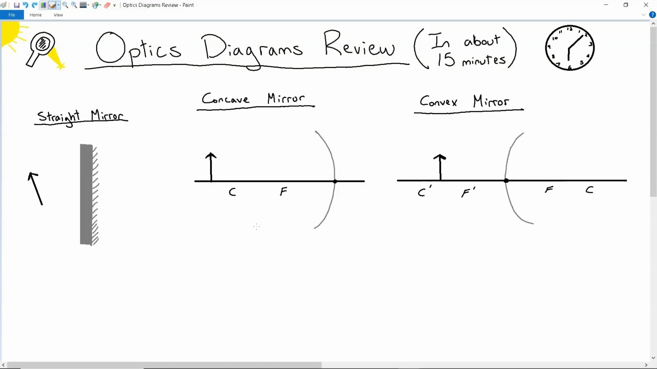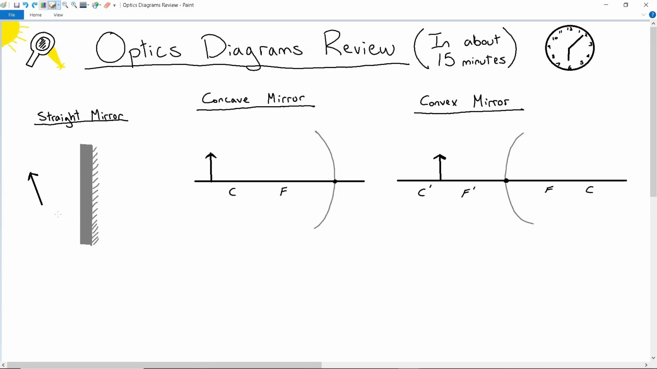Today I have a video for you on optics diagrams, and my goal today is to go over all of the core diagrams that you'll be expected to know about in your physics unit for grade 10 science. So let's jump right into it. Usually you'll start with straight mirrors, as those are the most simple.